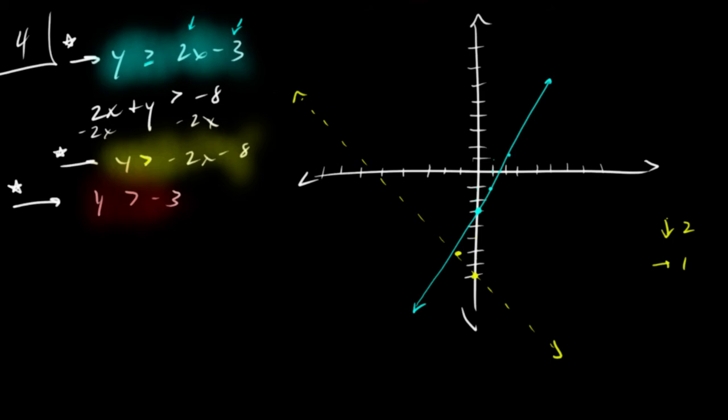And then on this one, y equals -3. That's a horizontal line through the y value of -3. So there's -3, and it's a dashed line. And now you need to figure out how to shade. So here, is 0 greater than or equal to -3? Yes. So we shade this way.